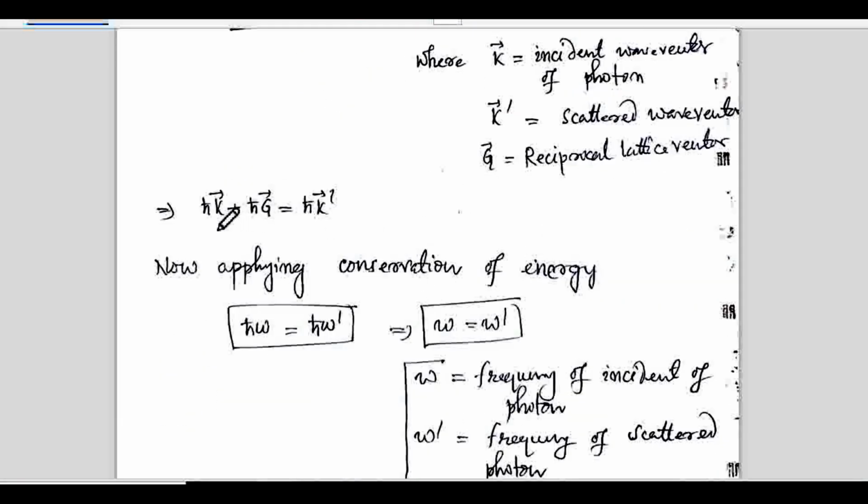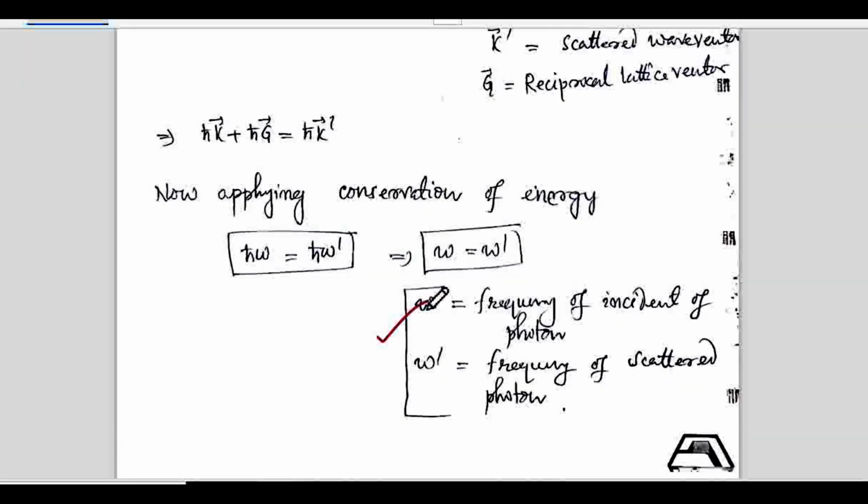And if you apply the momentum conservation, then it will be h cut k plus h cut G is equal to h cut k dash. Now if you apply conservation of energy, then you will get h cut omega is equal to h cut omega dash, where omega and omega dash are the frequencies of the incoming photon and the scattered photon respectively. So after applying the conservation law, we are getting that there is no change in frequency of the incoming photon.